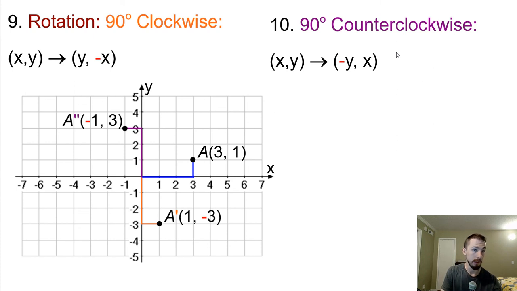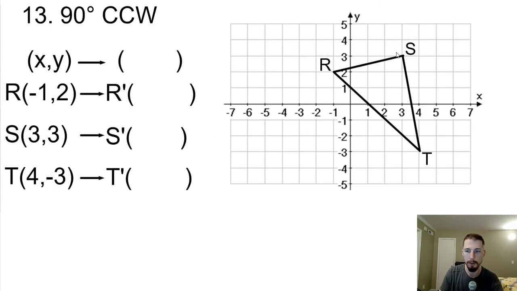All right, so that was 9. Now that we've rediscovered those two rules for 9 and for 10, we can use those rules for the rest of the page. And please do. It actually makes things a lot easier if you don't have to draw the L every time. So let's look at number 13. We're going to take this triangle RST and we're going to rotate it 90 degrees counterclockwise.